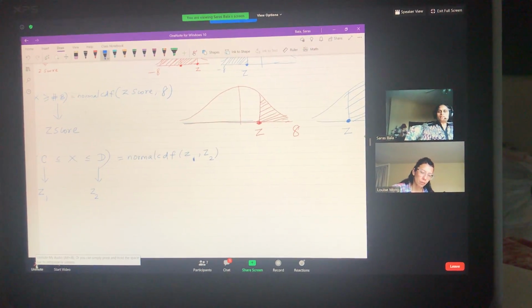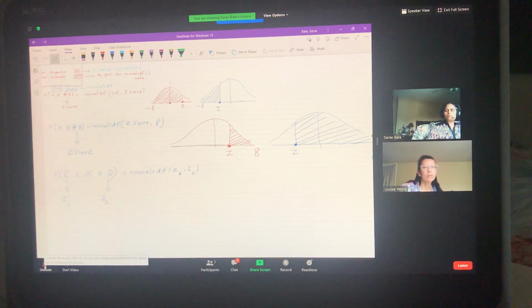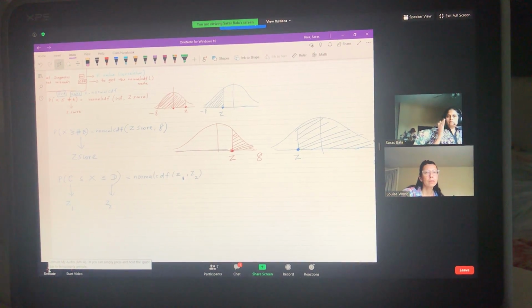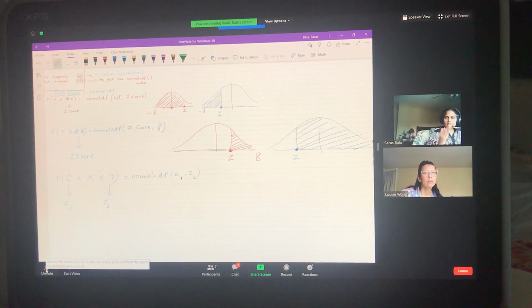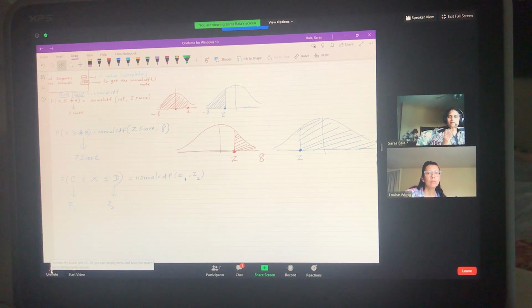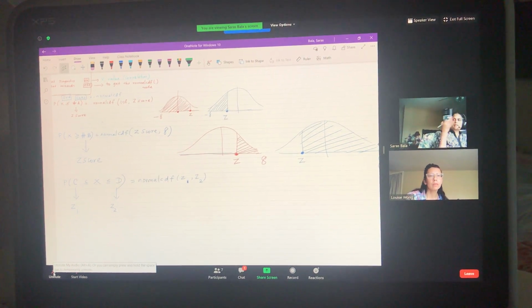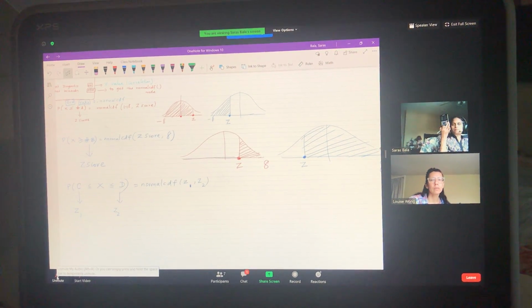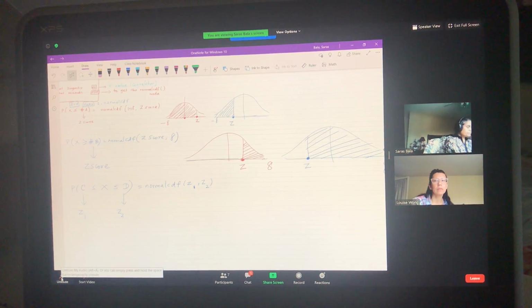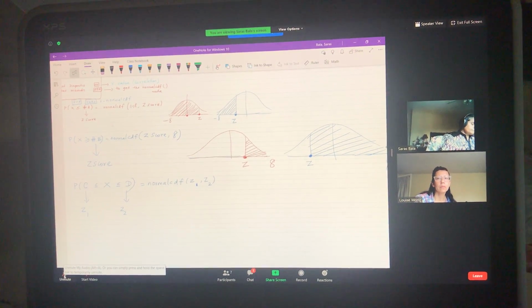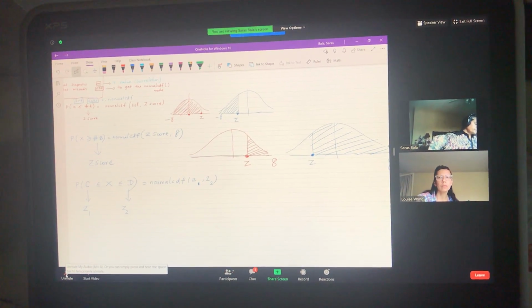Using technology obviously is going to make your life easier. If you are asked to use the z table, then go ahead and use the z table, but that number will certainly match with your technology number.